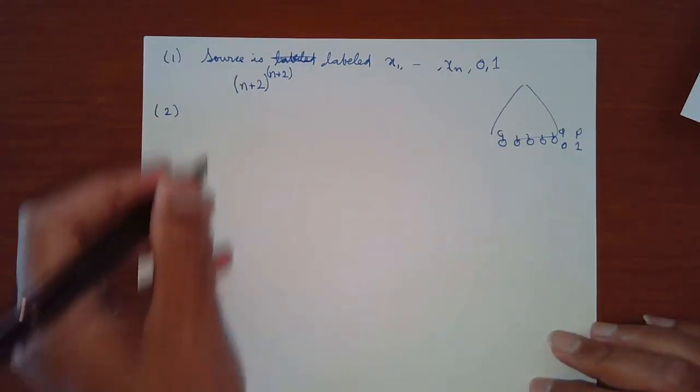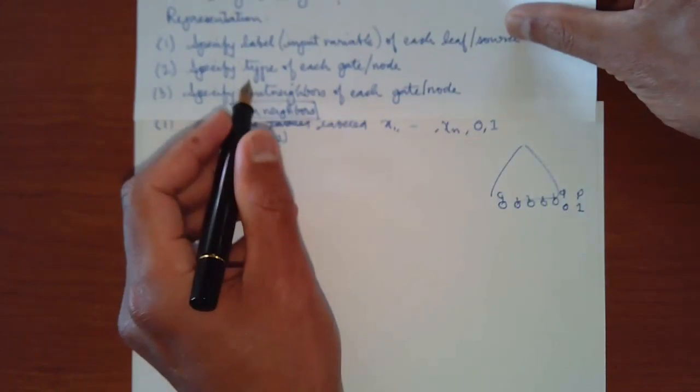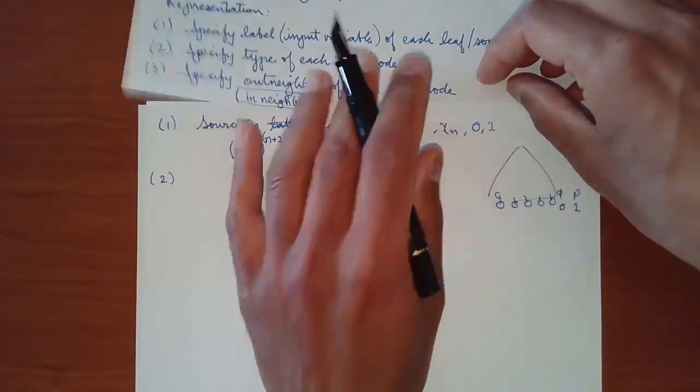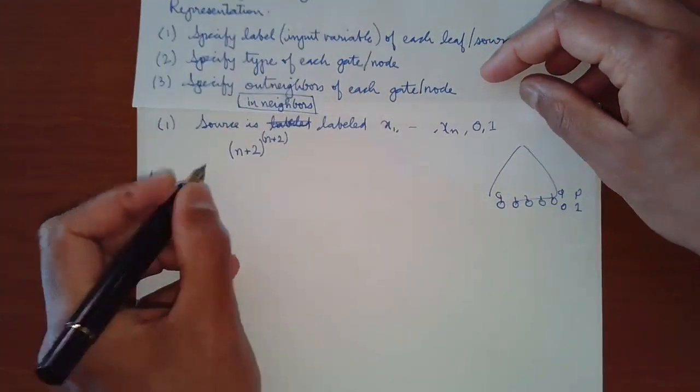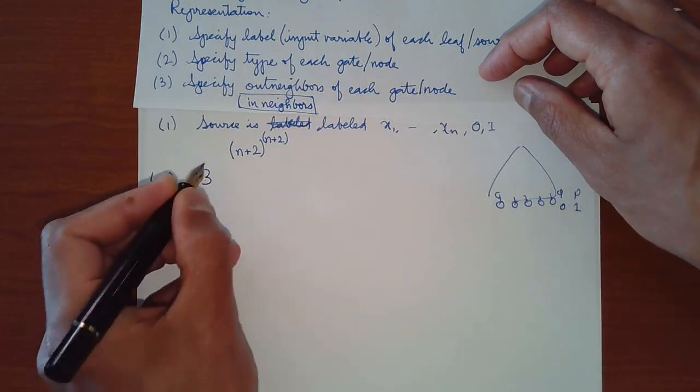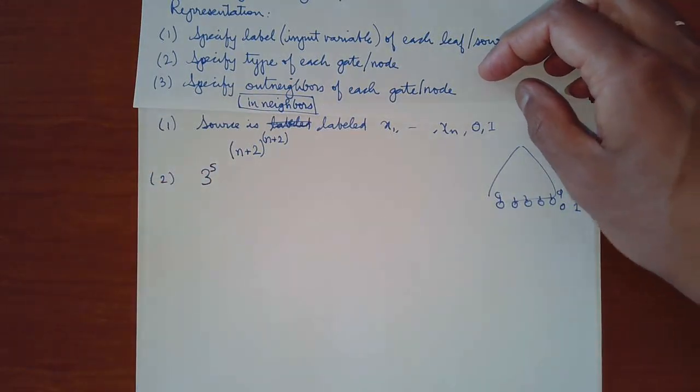So part 2, the number of types of each gate. Part 2 was to say, what is the type of each gate? So there are 3 types of each gate. And so we'll just say it's 3 to the s.